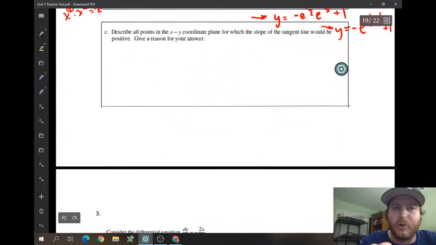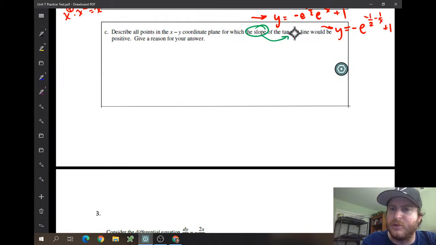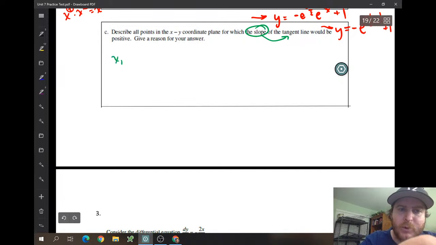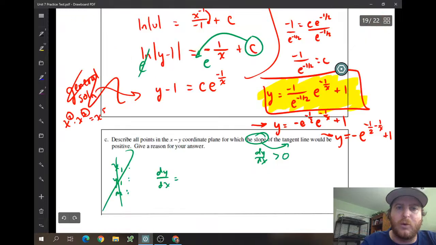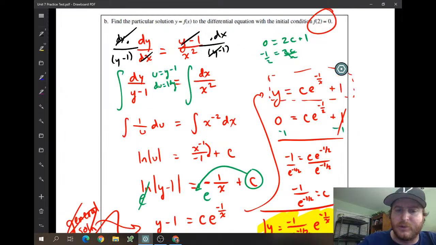All right, so next, describe all points in the xy coordinate plane for which the slope of the tangent line would be positive. Now, a lot of students see the word tangent and they immediately do x1, y1, and m, which I love. But in this case, we didn't have to do that. They're saying describe where the slope of the tangent line, that just means the derivative. That's a fancy way of saying dy dx is positive. So in order to do this, we want to look at the equation dy dx. So what was our equation? Our equation was y minus 1 over x squared, right? Dy dx was y minus 1 over x squared.